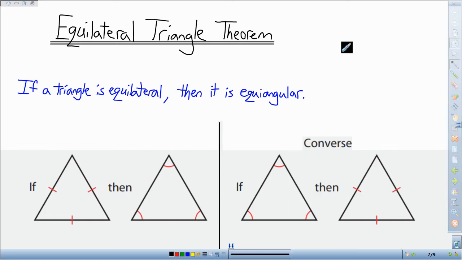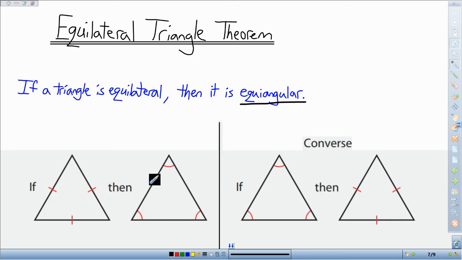Okay, so this theorem here is a lot like the other theorem we looked at when we had congruent sides, which led to opposite congruent angles. This is almost the exact same thing, just in the context of equilateral triangles. Here's what it says. If a triangle is equilateral, meaning if we have a triangle with 3 congruent sides, then it is also equiangular. And equiangular is exactly what it sounds like, meaning all 3 angles are equal. So if all 3 sides are congruent, all 3 angles are congruent.